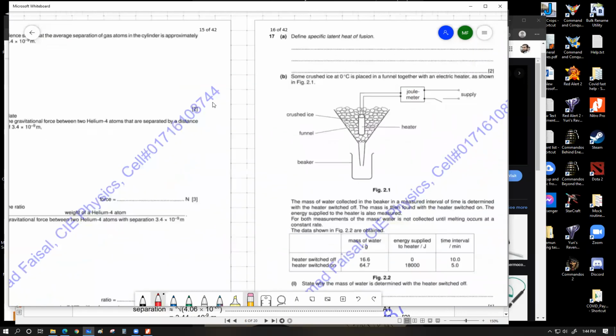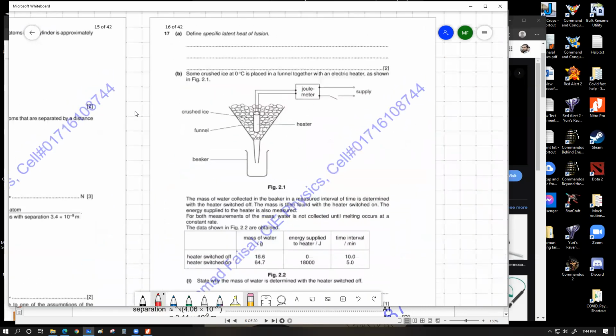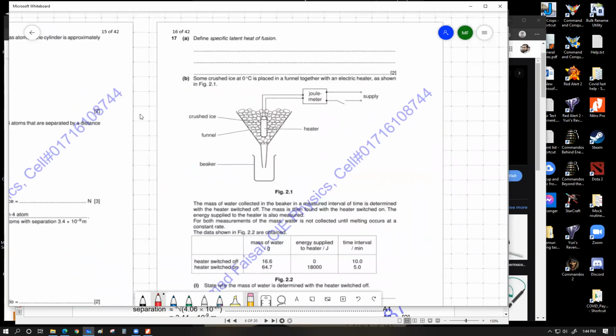Number 17. Number 17 is a question about thermometry. Not thermometry, I mean, it's actually about the heat transfer process. So I'm going to help you make sense of what is happening over here. Determine the specific latent heat of fusion of ice. Did we discuss this problem earlier?